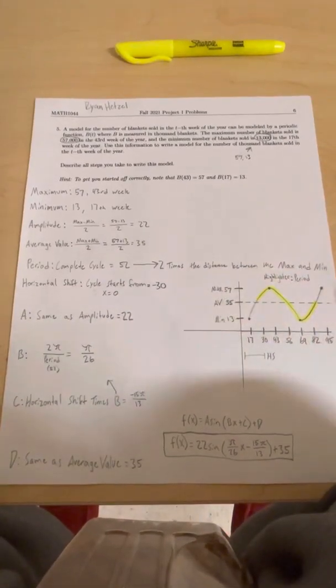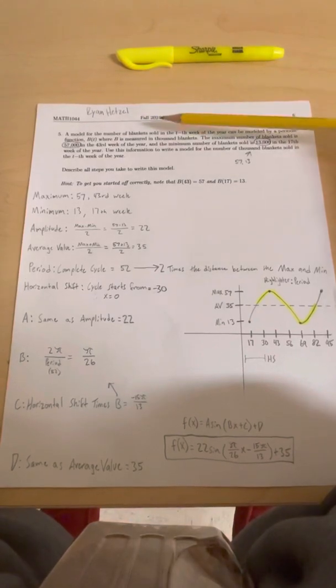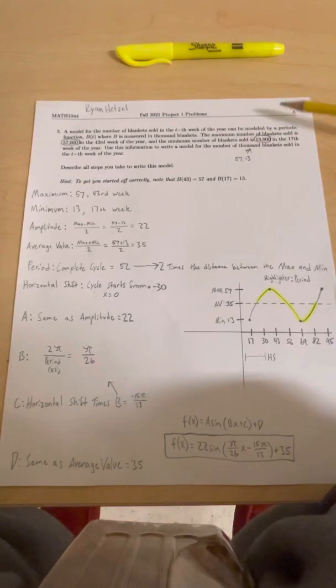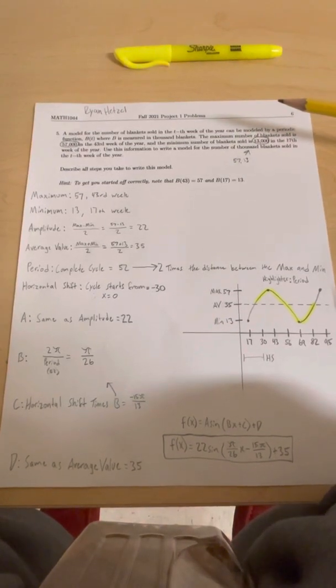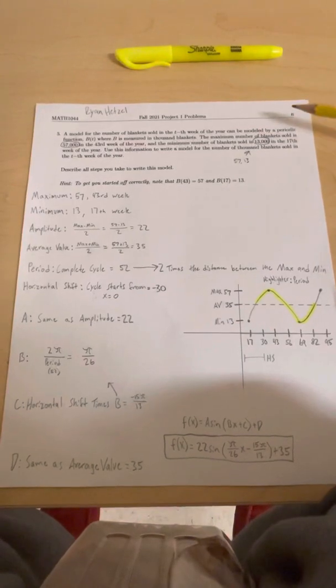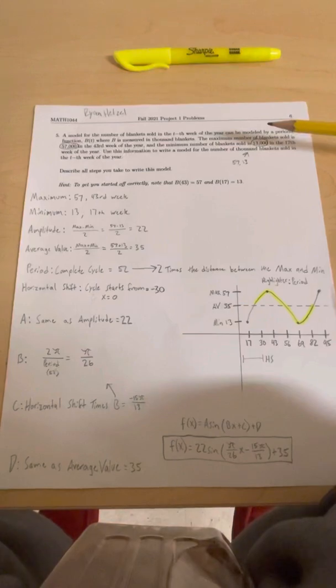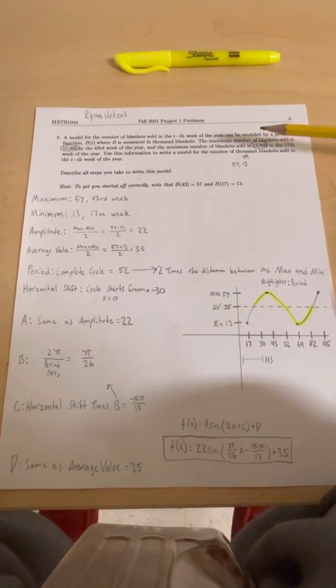All right, so for my problem, I got problem number 5, and it states a model for the number of blankets sold in the t-th week of the year can be modeled by a periodic function, b of t, where b is measured in thousands of blankets. The maximum number of blankets sold is 57,000 in the 43rd week of the year, and the minimum number of blankets sold is 13,000 in the 17th week of the year.